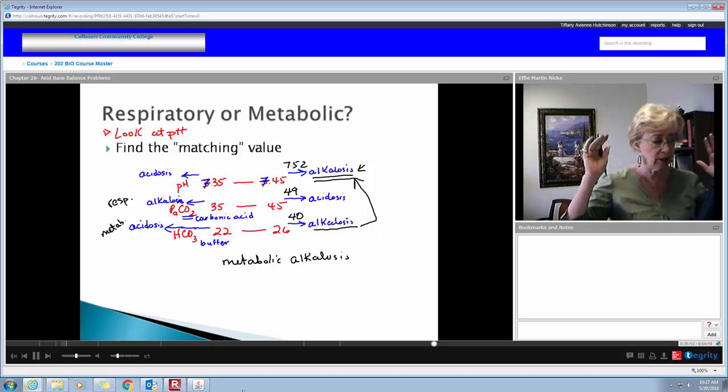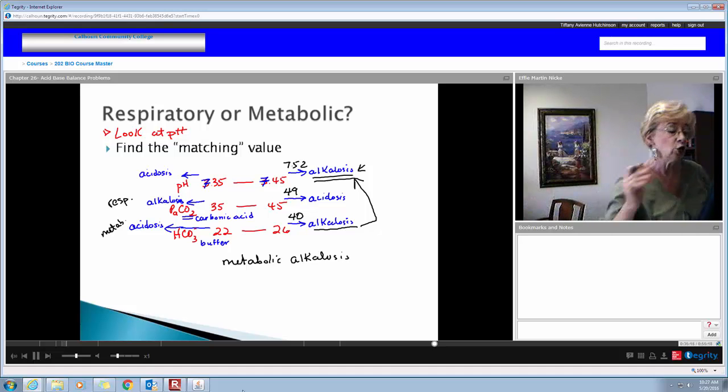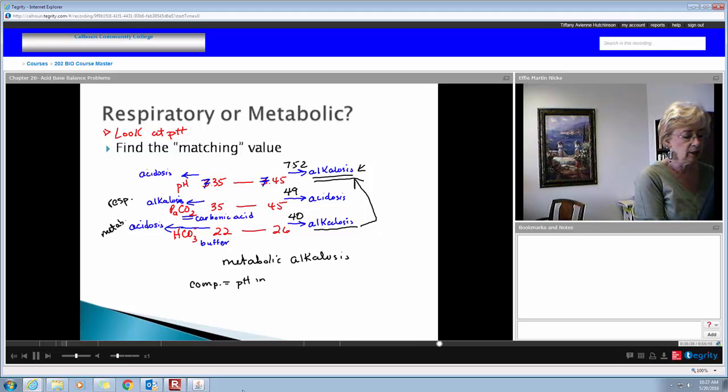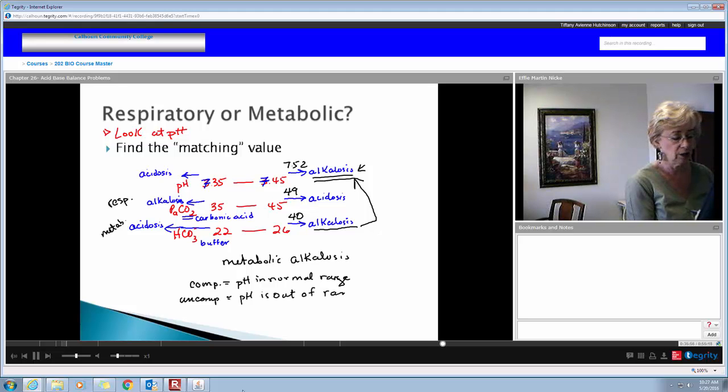The pH says this person is in alkalosis. You look at the other two values to see whether it's respiratory. Now, let's look to see whether it was compensated or uncompensated. Remember in nursing school, compensated equals pH in normal range, but the other values are out. And uncompensated means the pH is out of range.